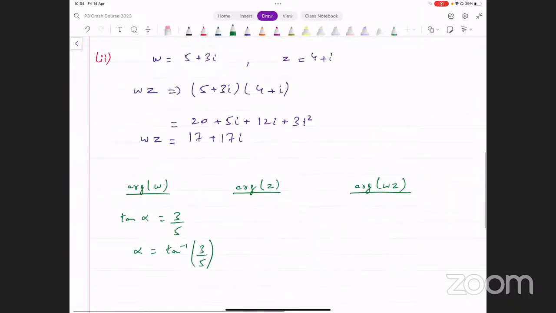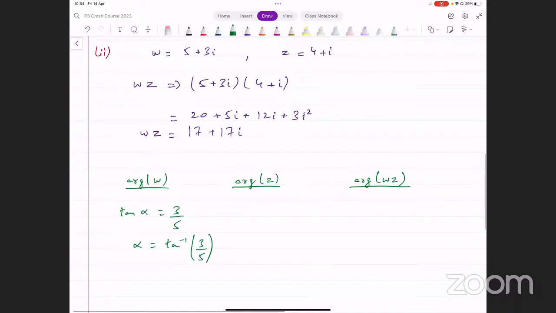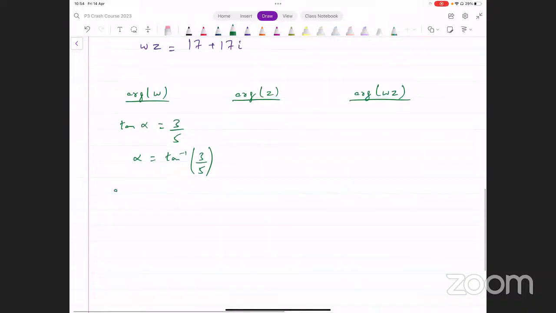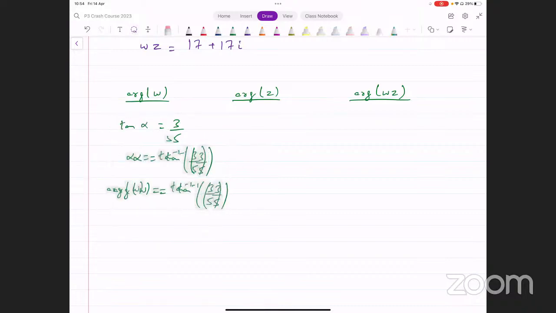But now you have to figure out if it's going to be positive, negative, or if you have to subtract it from somewhere. You see it's 5 plus 3 iota. Which quadrant is that? That's the first quadrant. Real part is positive, imaginary part is positive. So the argument of this number, W, is therefore just tan inverse of 3 over 5. This is the argument of W that we were looking for. Okay, so that's one thing that we had to evaluate. We're done with this.